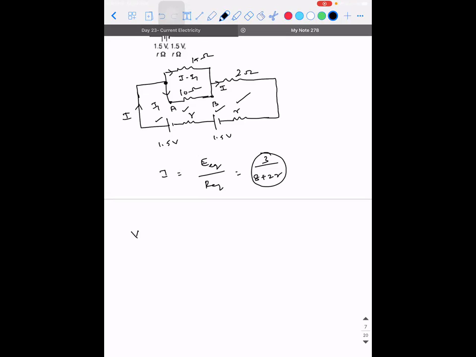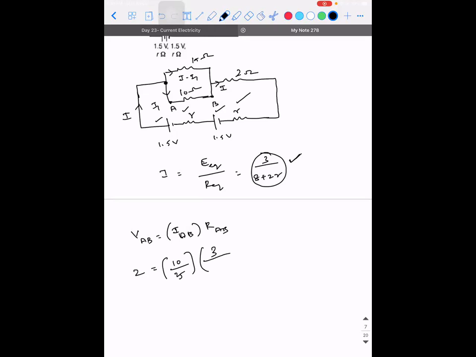Potential difference across AB is equal to current across AB into the resistance across AB. So what is the current across AB, out of the total current, which is 3 by 8 plus 2R? How much is flowing through the 10 ohm resistor? 10 by 25 of the total current will go, sir.